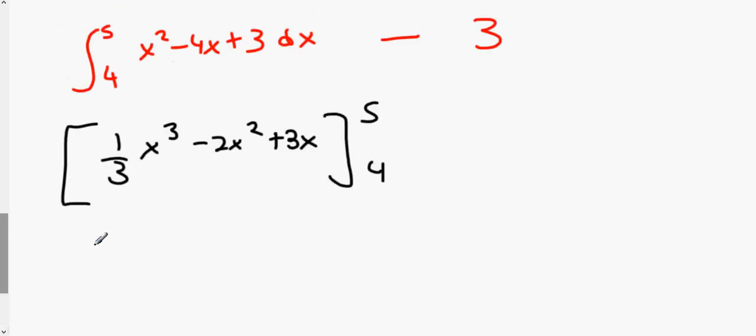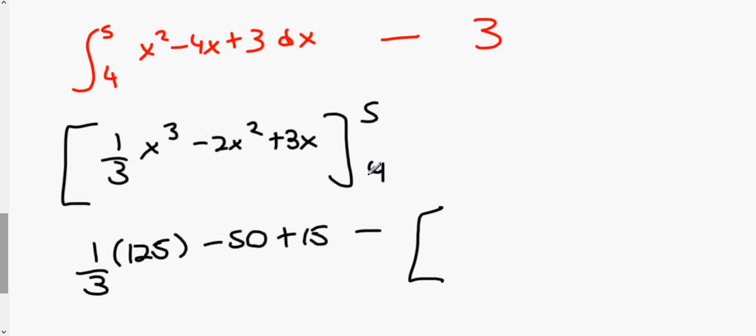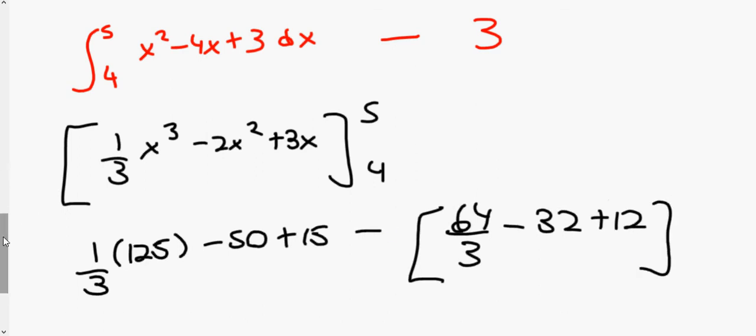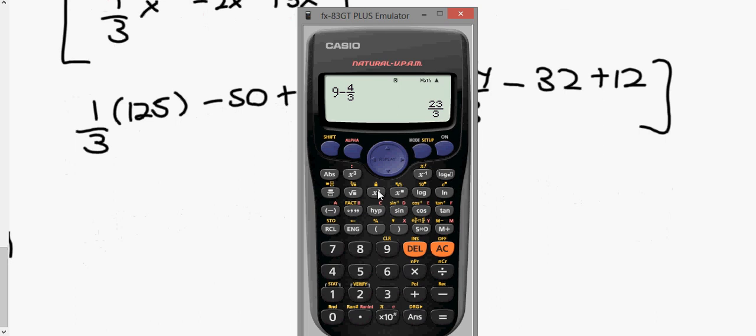We might as well just put in the numbers now. So it's going to be a third. This is going to be 125 because 5 cubed is 125. 5 squared is 25, 2 times 25 is minus 50, plus 15. Take away 4 cubed, 64 over 3, minus 4 squared, 16, times 2, minus 32. 3 times 4 is 12. Now take away all this in the calculator.